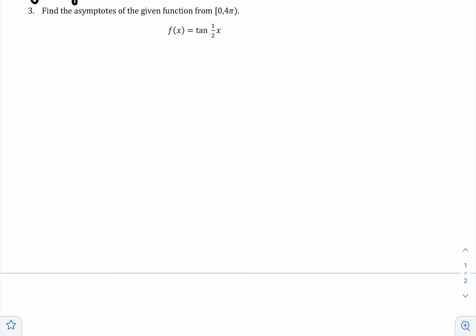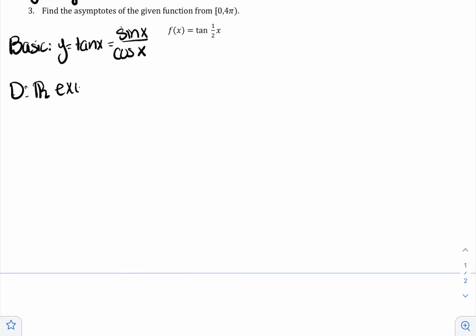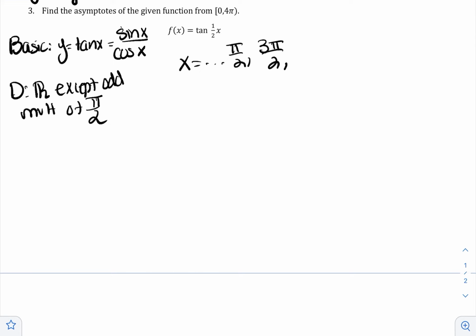Find the asymptotes from 0 to 4 pi now. f of x equals tangent of 1/2 x. Our basic is y equals tangent of x. Tangent is sine over cosine, so it will have the exact same domain as secant. So the domain is all reals except odd multiples of pi over 2. We have x equals, and I can see that it's going to start at 0. But 0 is not an asymptote of tangent, only of cotangent, so I'm going to start at the positive, pi over 2.